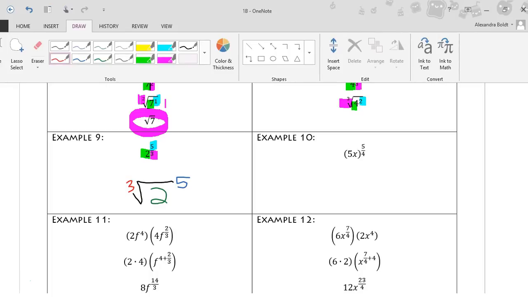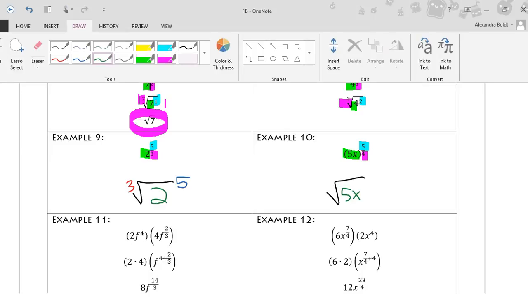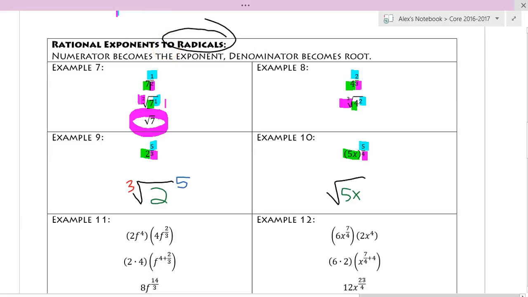Same thing for this one. Both 5 and x are being raised to that power. 5 is my numerator, and 4 is my denominator. So when I write my radical, since both 5 and x are being raised to that power, both 5 and x have to go underneath. Then 5 is my exponent because it's in the numerator, and 4 is my index, or root, because it is in the denominator.